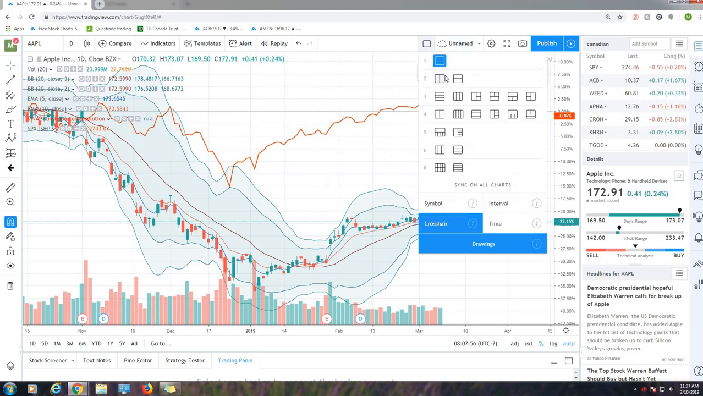Up here, this lets you do multiple charts at one time if you wanted to watch two or compare two or whatever. That's just another function there.